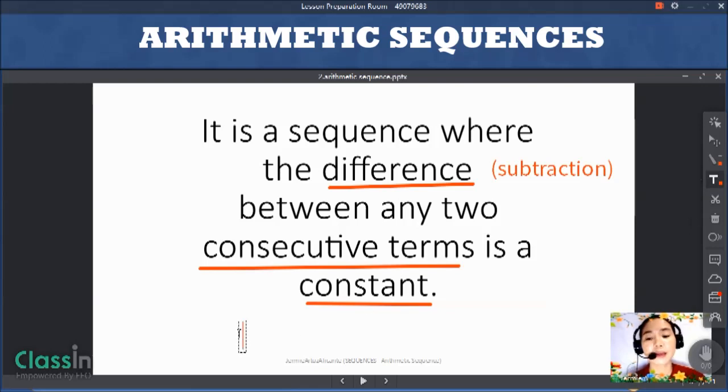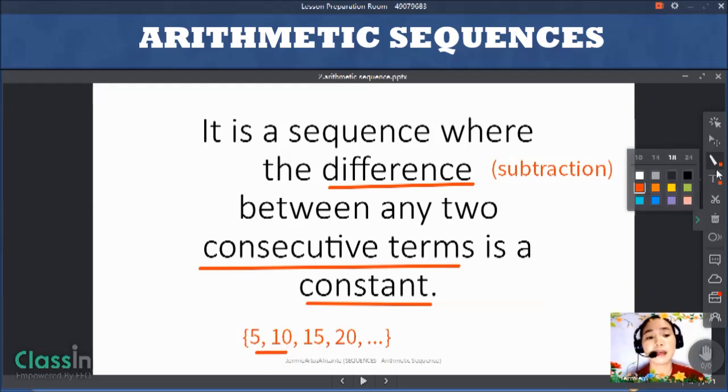Let's take, for example, the sequence 5, 10, 15, 20, and so on. If you're going to subtract any two consecutive terms, say for example, the consecutive terms 5 and 10, if you subtract 10 minus 5, it will give you 5. If you subtract 15 minus 10, it will also give you 5. The same will be the answer for 20 minus 15. Therefore, the difference between any two consecutive terms is a constant. In this case, that is 5.